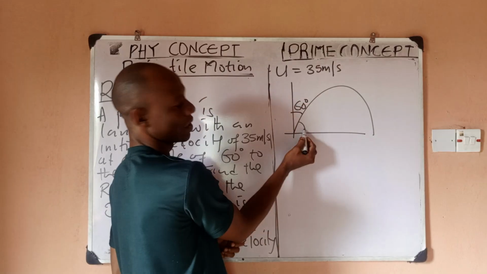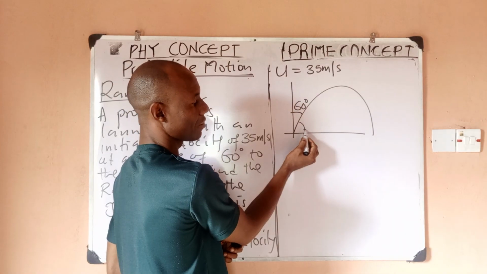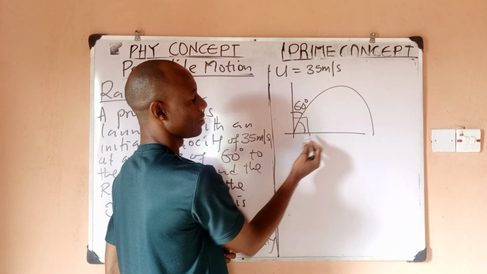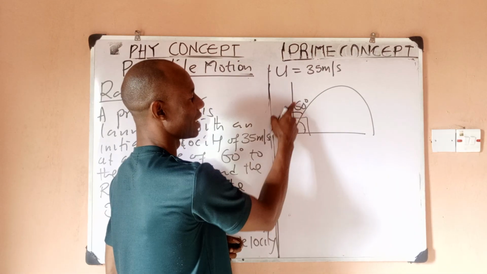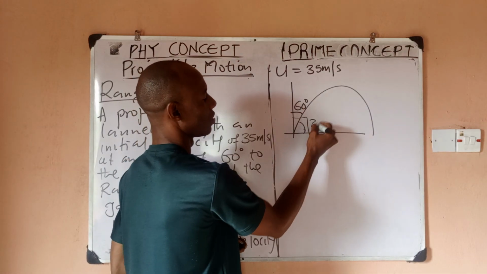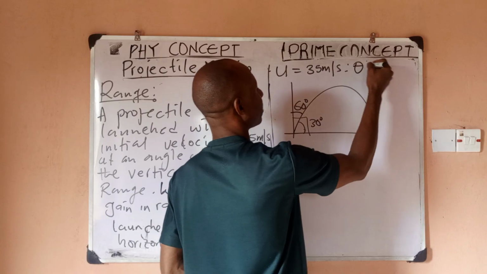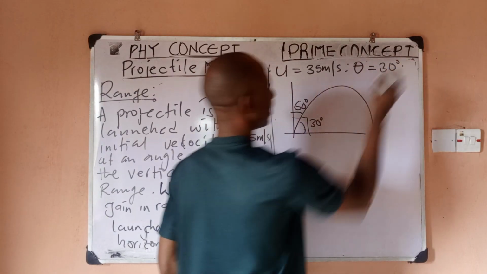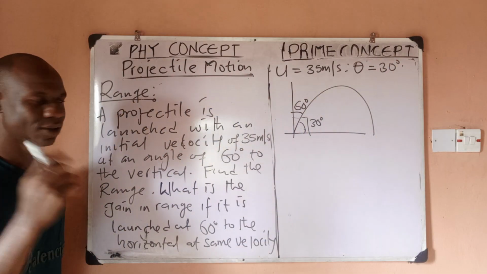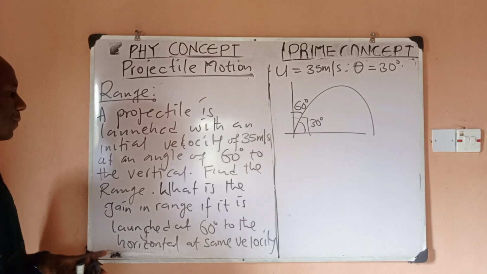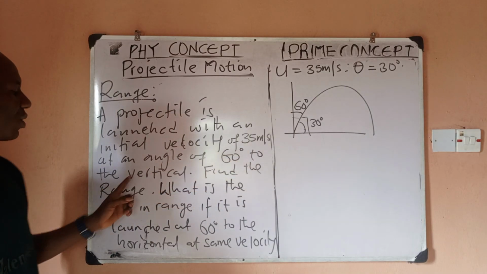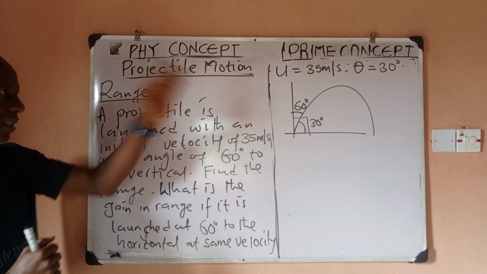So in order for us to get this angle we need, you know that everything here is 90. So you simply say 90 minus 60 to give us 30. So our angle theta is 30 degrees, not 60. Take note of that very important point. 60 degrees to the vertical means theta is 30. Find the range. That is the first question.